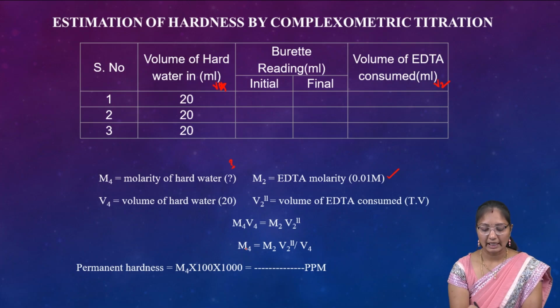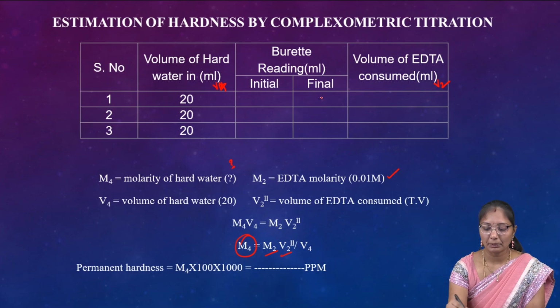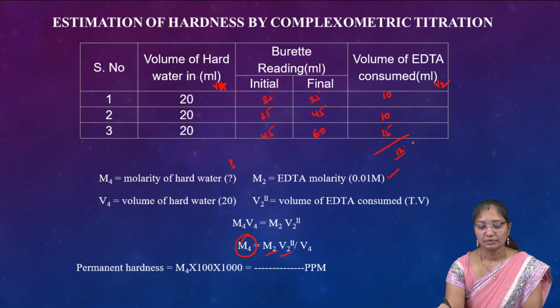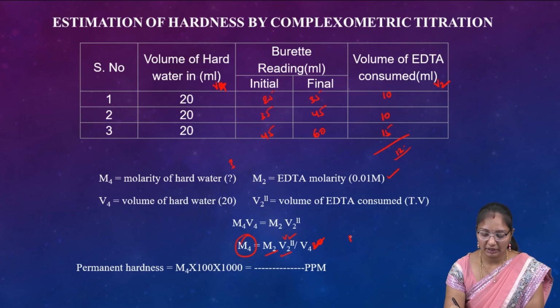And here the calculation is very simple. M1 we are going to find out. M2 is the EDTA molarity and V2 is the titer value for the EDTA. So suppose 10, 10 and 15. So the average is 12. So the average 12 we have to take as V1. V2 is 20. So the same thing, here we will get M1 as X, some value.